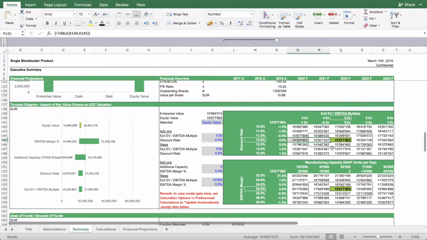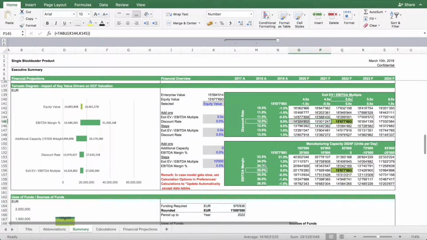Then we do the same also for two other parameters. In this case, we have assumed our business plan results in a certain EBITDA margin. So the question is, what happens if we reduce the margin, and what happens if we increase the margin? Here something looks out of place.